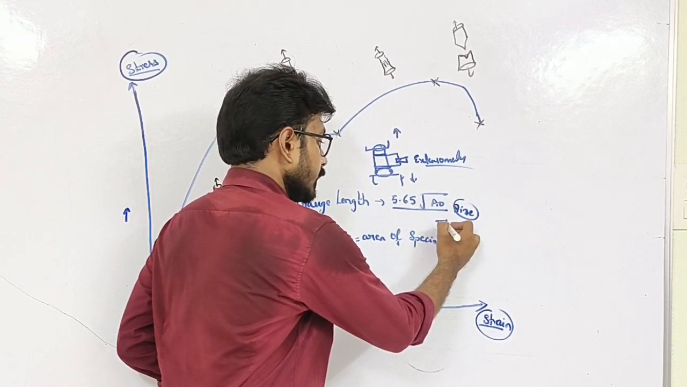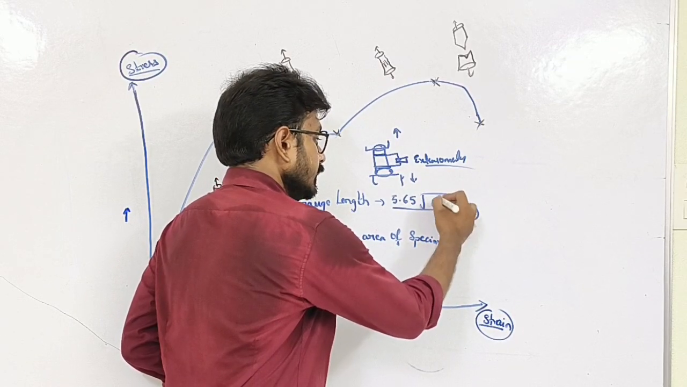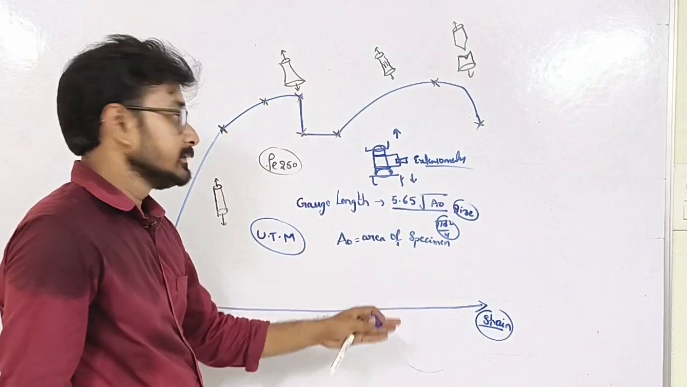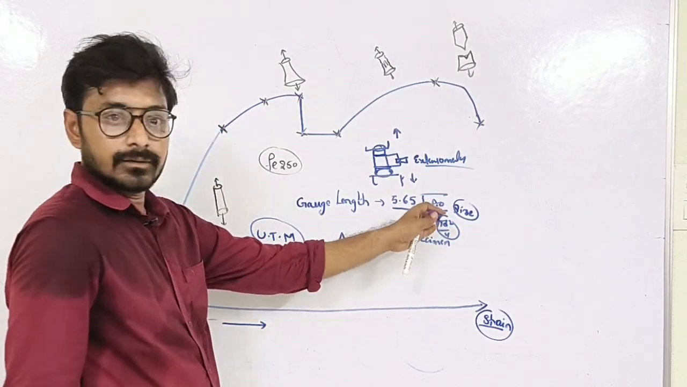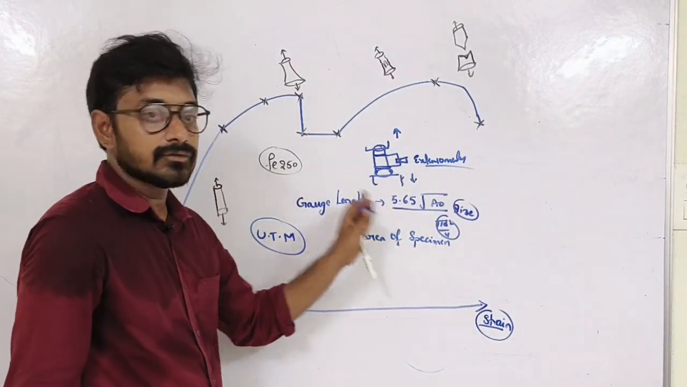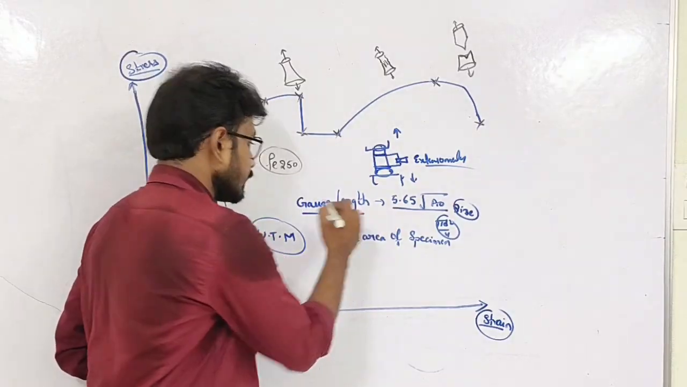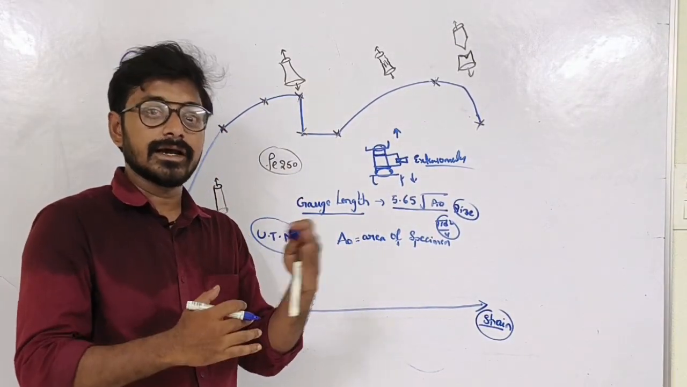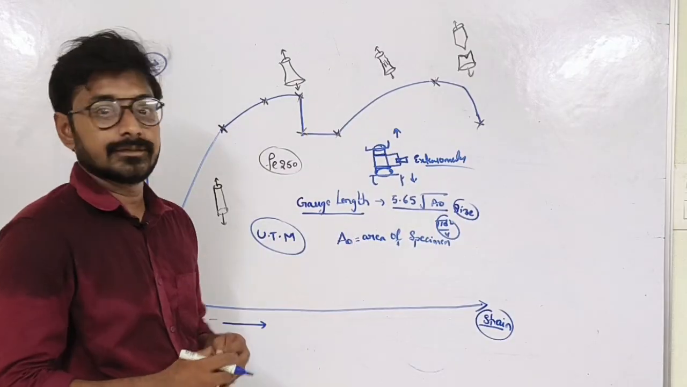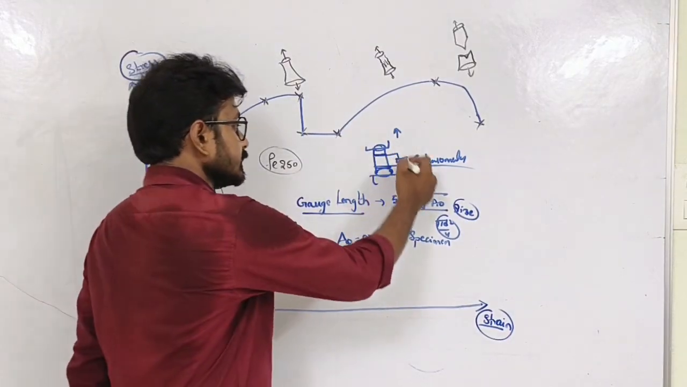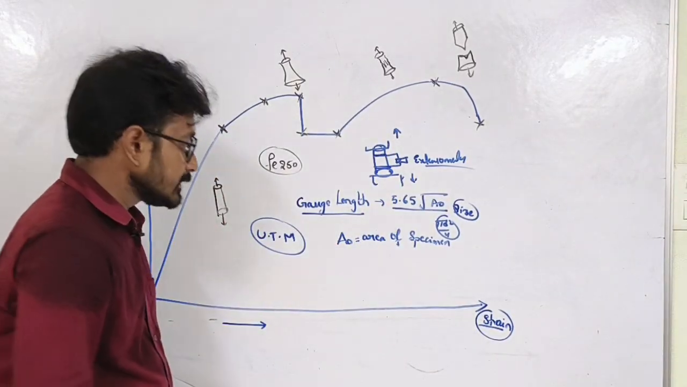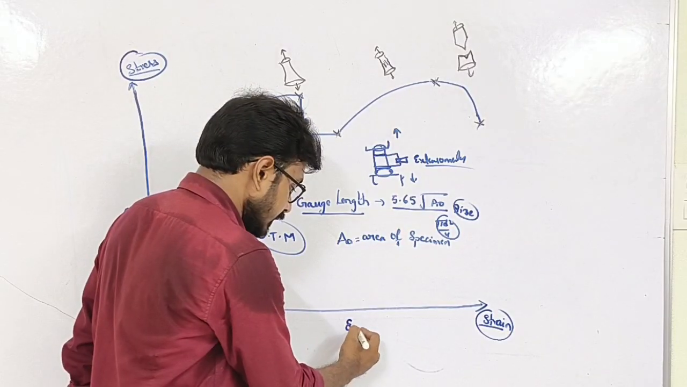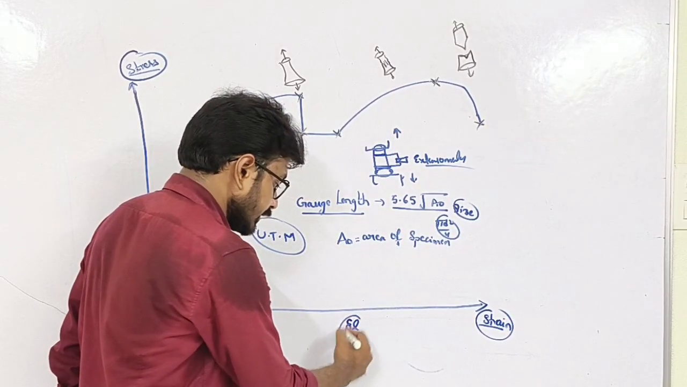So pi d square by 4 is the area. Here A0 is the specimen size. As the diameter increases, the specimen gauge length will also increase. The gauge length is the length over which we need to measure the extension, that is the elongation. As the load increases, the extension also increases. As the extension increases, delta L increases and the strain is also increased.